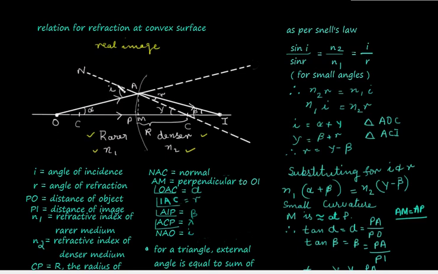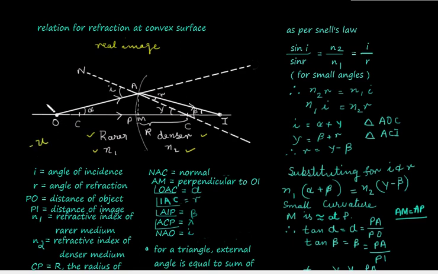I is the angle of incidence. This angle is R, the angle of refraction. PO is the distance of the object. As per the new Cartesian convention, distances are always measured from the pole, and here the incident ray is in this direction and the distance of the object is measured in the opposite direction. So the distance of the object, which we take as U, is negative here.